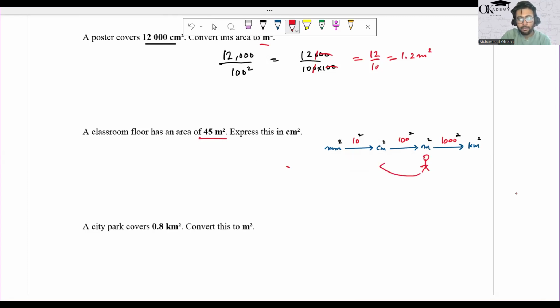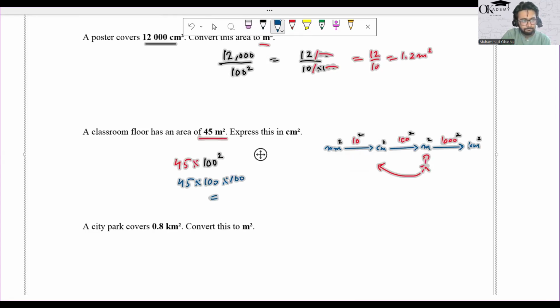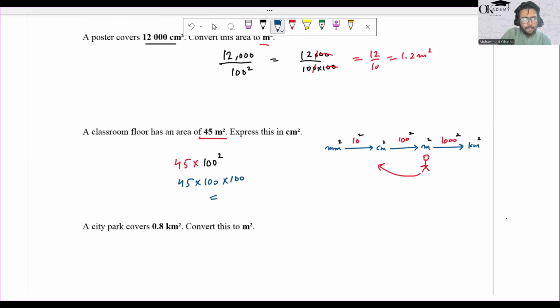Centimeter squared, backwards. Backward is multiplication. So you take 45 and you will multiply it not just by 100, but by 100 squared. Okay, so 45 multiplied by 100, multiplied by 100. I'll let you do this by using a calculator. As simple as that.